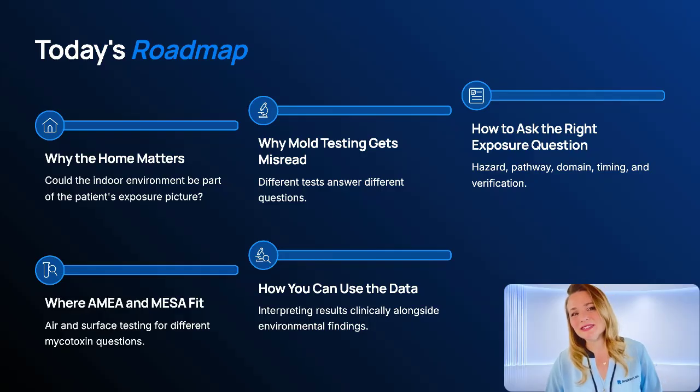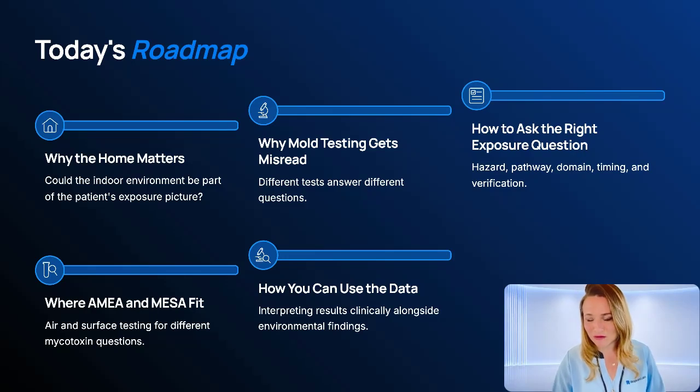Today's presentation is designed to connect environmental exposure history with laboratory interpretation in a practical way. We'll talk about why the home environment plays such an important role, why mold testing is sometimes misread, and how more effective exposure questions can improve clinical context. We'll also cover how AMEA, Airborne Mycotoxin Environmental Analysis, and MESA, Mycotoxin Environmental Surface Analysis, fit into the process and how providers can apply that information in practice.